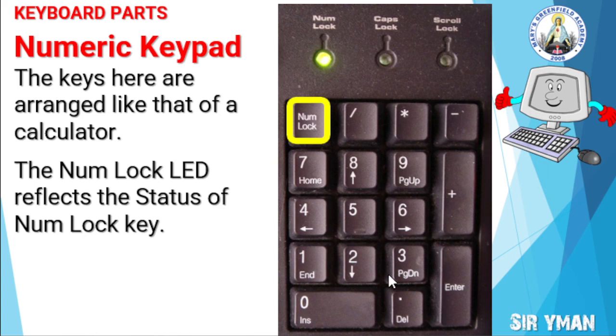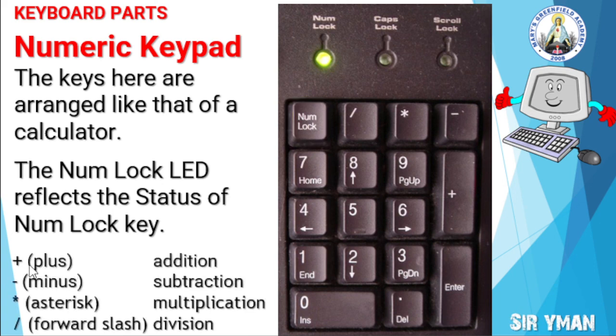So sabi niya sa definition, the keys here are arranged like that of a calculator. So meron din siya mathematical symbols. Okay? Yung plus is used for addition. The minus is for subtraction. Asterisk is for multiplication. And forward slash is for the division process. Alright?